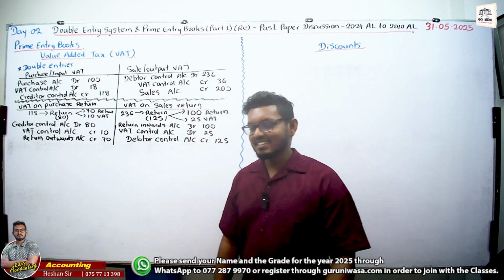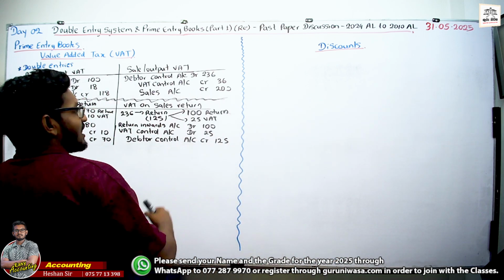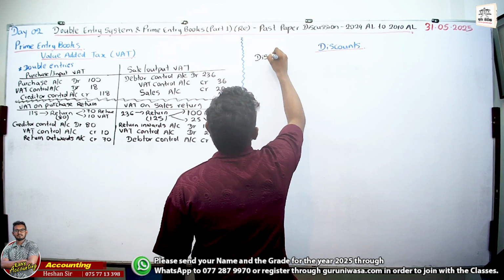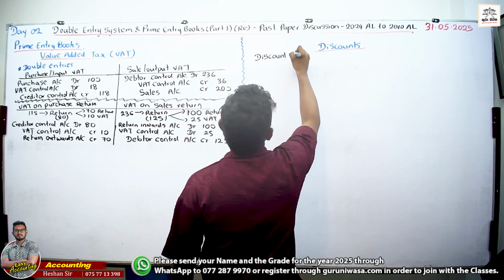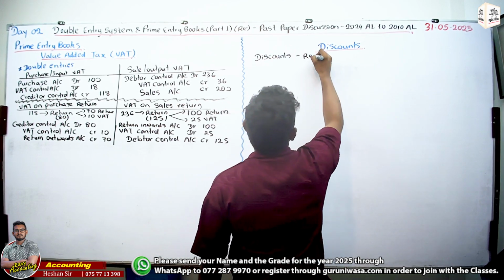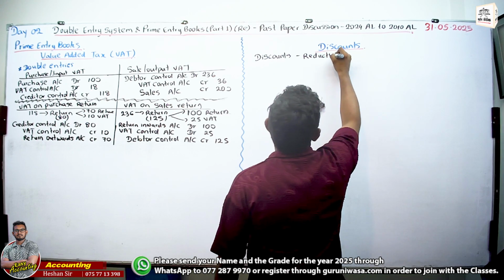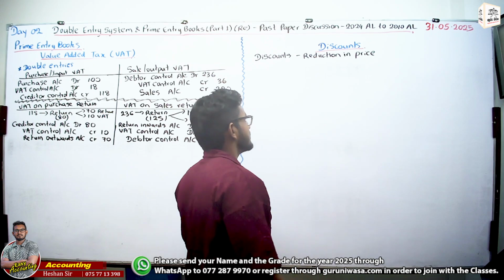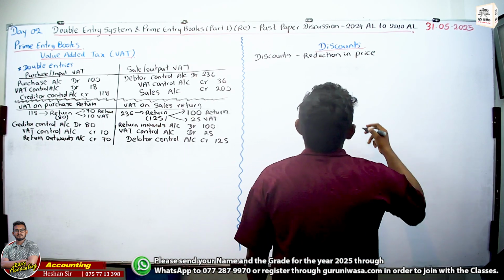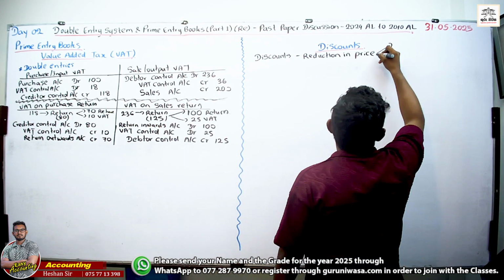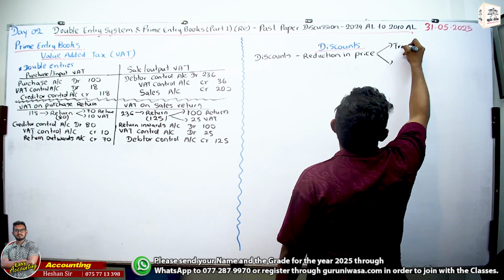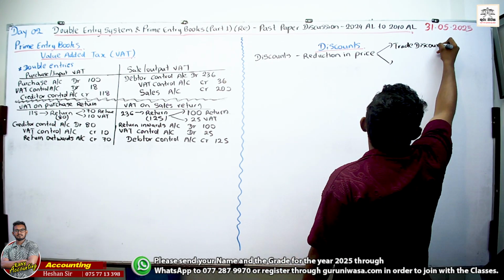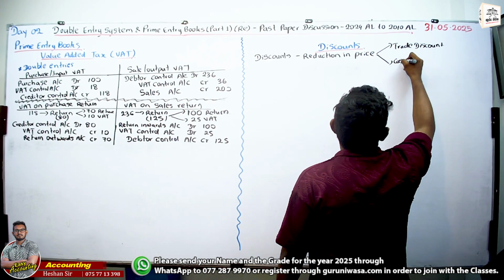Yeah, let's see. Okay, I'll see. Discounts. What is the term called discount? Discounts means reduction in price. There are two types of discounts: trade discount and cash discount.